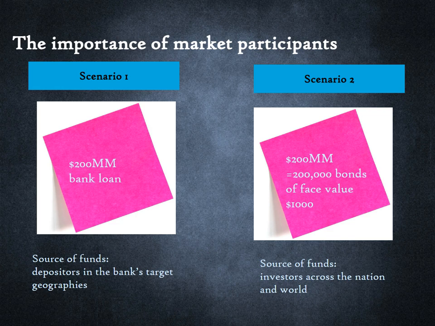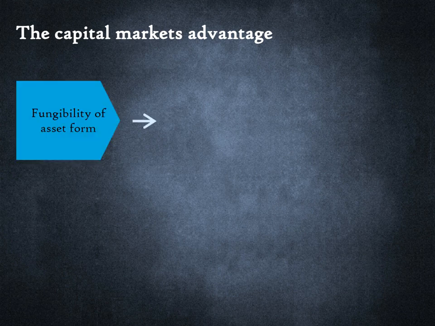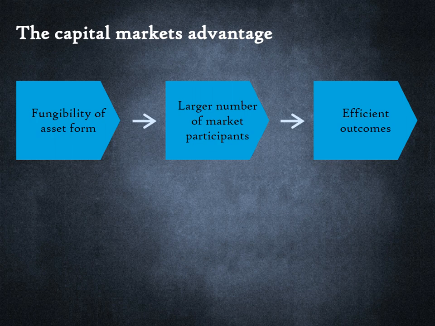By sourcing from more market participants, the business can potentially get a more favorable interest rate. To summarize, fungibility leads to a larger number of market participants, which leads to a more efficient outcome. That outcome could be lower cost of capital, a favorable foreign exchange rate, or any number of variables. The advantage of capital markets is its ability to deliver efficient outcomes by connecting a larger number of parties than a traditional banking transaction. So why doesn't every transaction occur in capital markets?